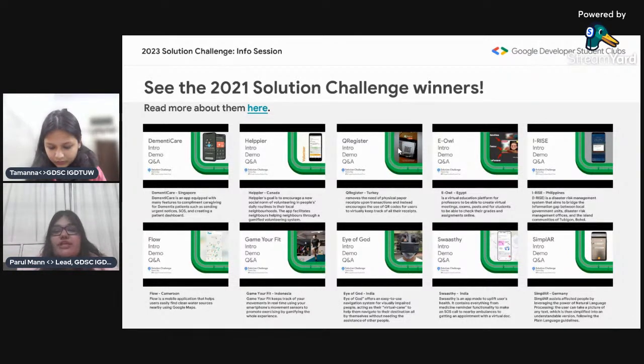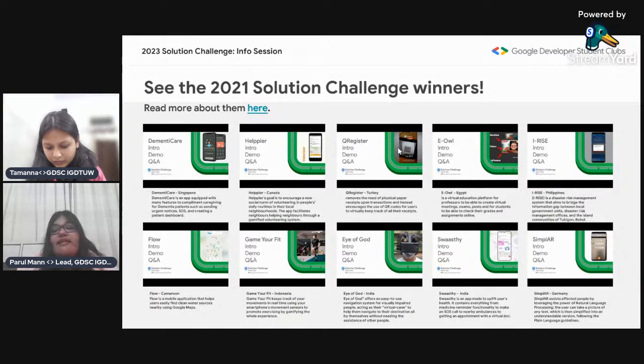Another very good project was Swasthya, which was by India, which helped you to keep track of your health and everything relating to that. Another thing which was very great was Eye of God, again from India, which had an IoT element as well, and it helped you to navigate things. It was basically for blind people, and it acted like a virtual cane, so you could see things around and understand what was going on.